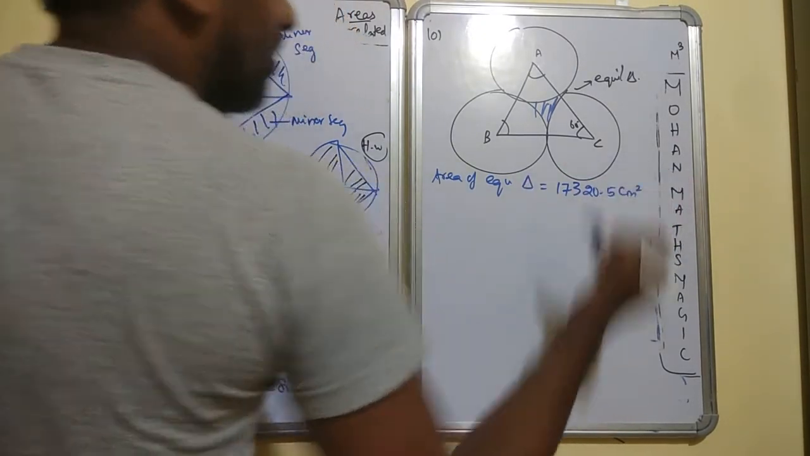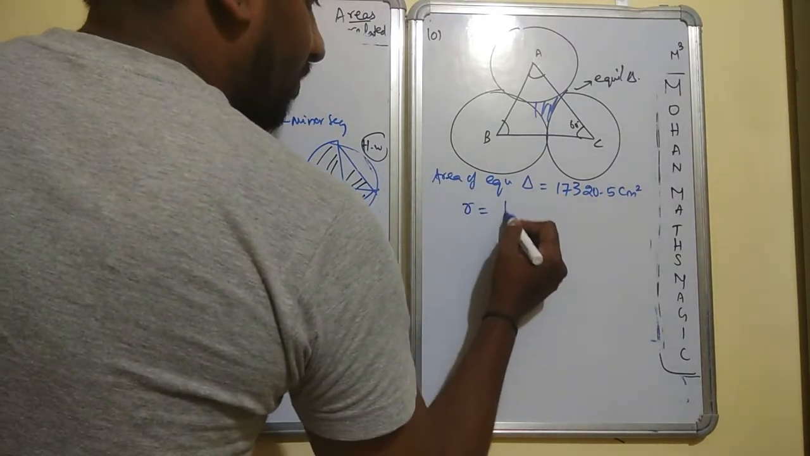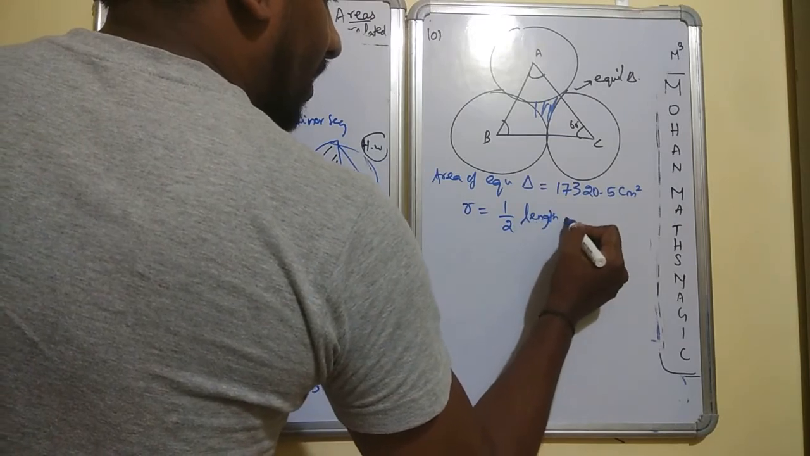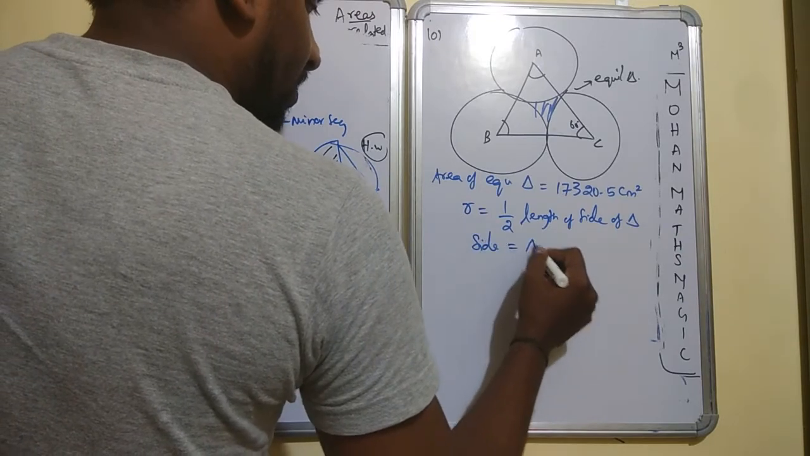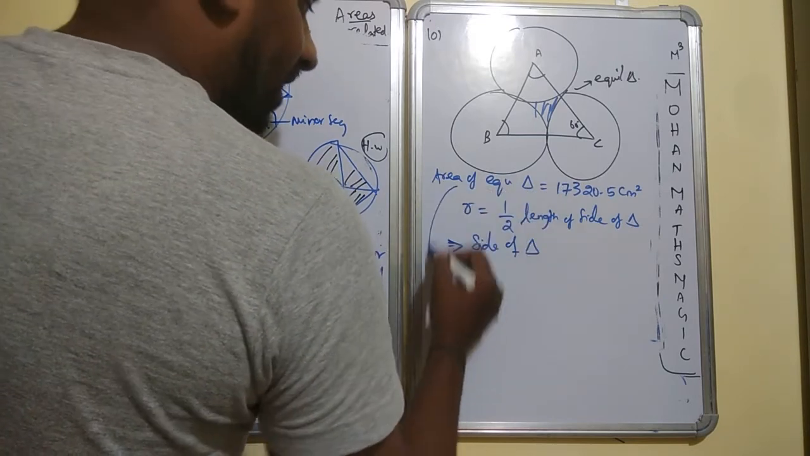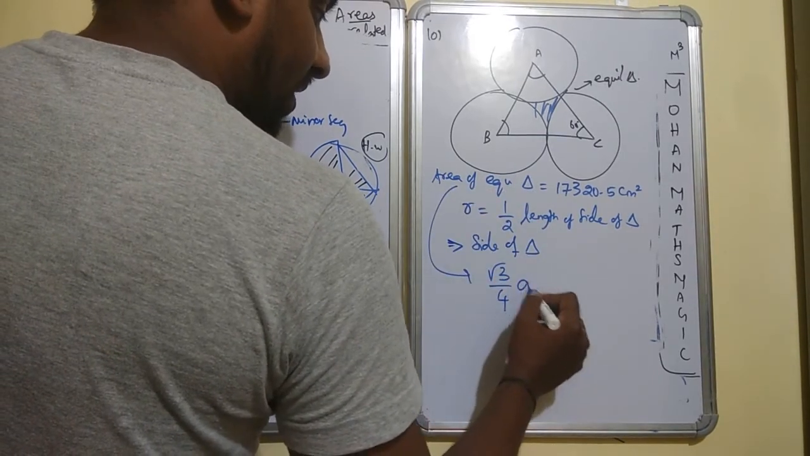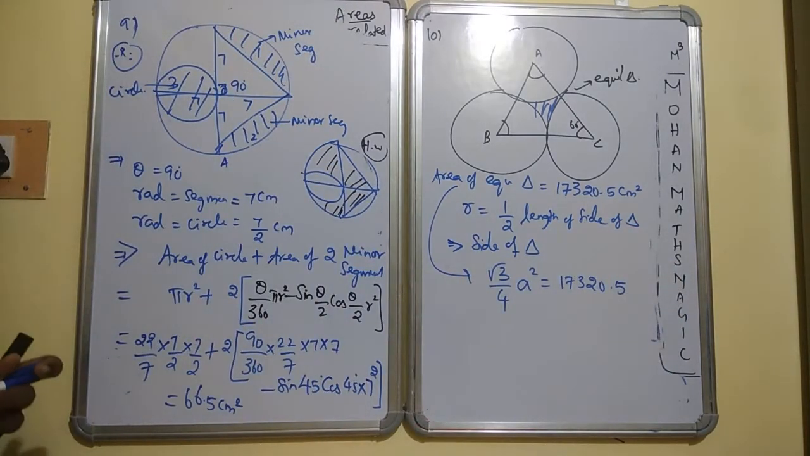17320.5 centimeter square. Okay. With each vertex of the triangle as a center, a circle is drawn with a radius equal to half of the length of the side. So we need to find the radius, equal to half of the length of the side of the triangle. So our motto is to find the side of the triangle. How to find it? The area of an equilateral triangle formula is root 3 by 4 a square, equal to 17320.5. Root 3 value is given, pi value is also given.